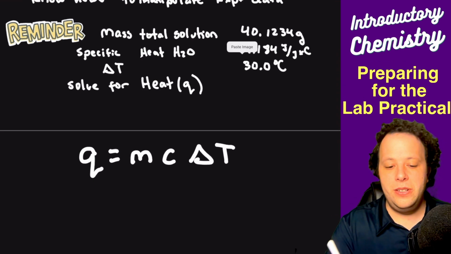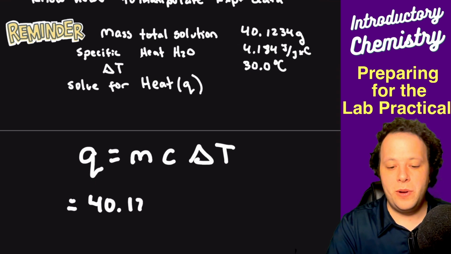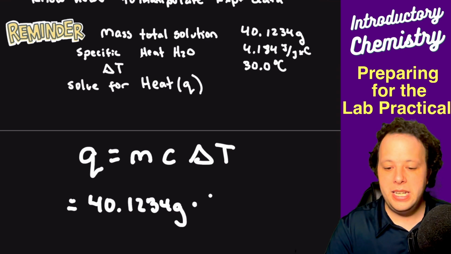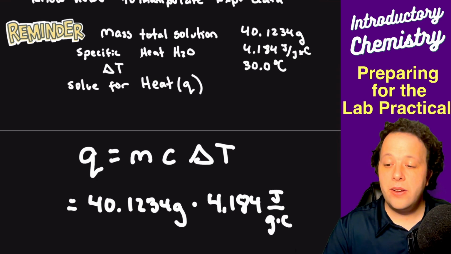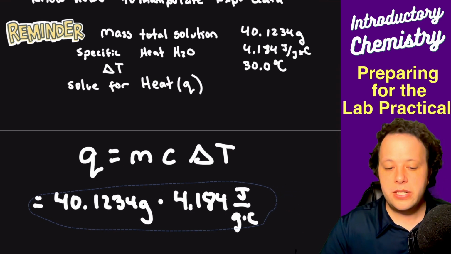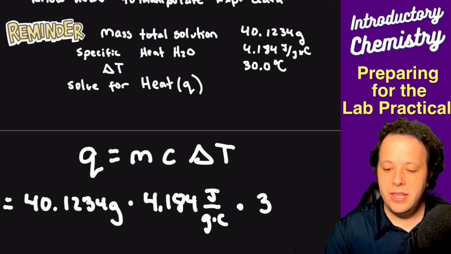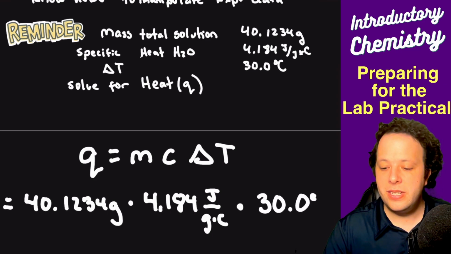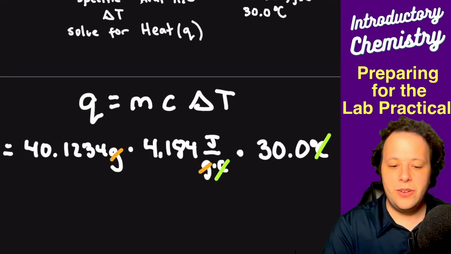What we're going to do is take our mass, which in this case is 40.1234 grams, and multiply that by C, which is 4.184 joules per gram per degree Celsius. You want to write down all of your units while you do this, that way you get the maximum number of points while you're going through it. Then write down times the change in Celsius. You're going to notice that your units are canceling, which gives you an idea that you're doing these correctly.